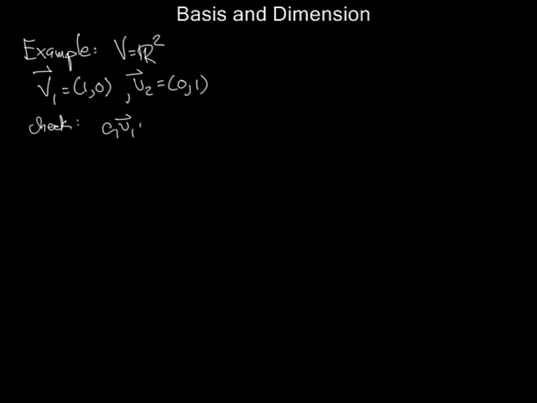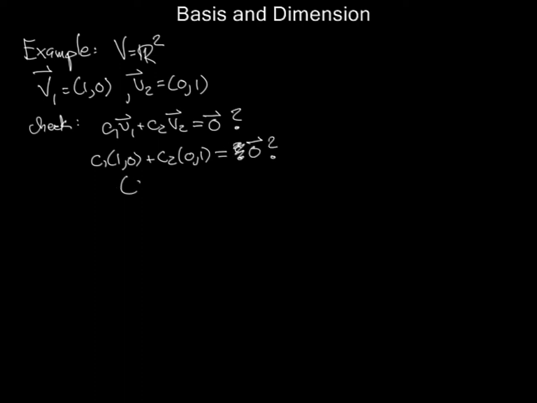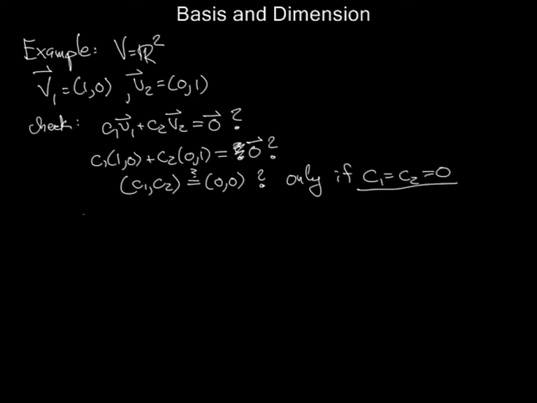Let's check. Are these linearly independent? Well, suppose you had an expression like this, where the sum is 0. Well, let's just write that out. That would say that this sum is equal to 0. And if we combine those into one vector, that says this vector is equal to 0. Well, that means that both c1 and c2 have to be 0. So since both coefficients are forced to be 0, that says that these vectors are linearly independent.